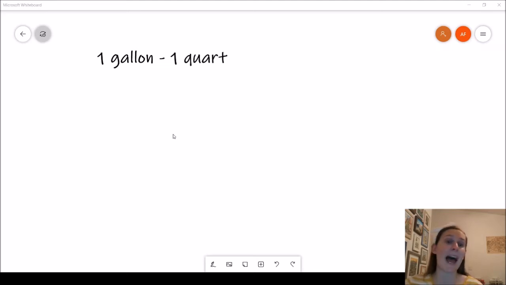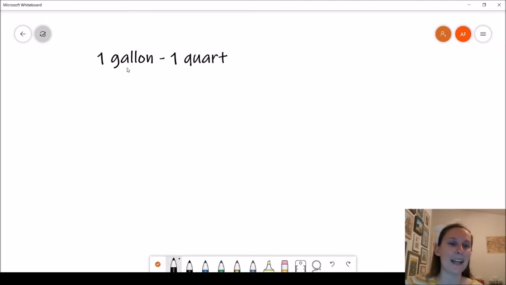Sometimes we don't just need to add different units, we need to subtract different units as well. 1 gallon minus 1 quart. I can only add or subtract the same units. I can't take quarts away from gallons, I can only take quarts away from quarts. This 1 gallon I'm going to need to convert into quarts in order to subtract, because I can only subtract the same units from each other.